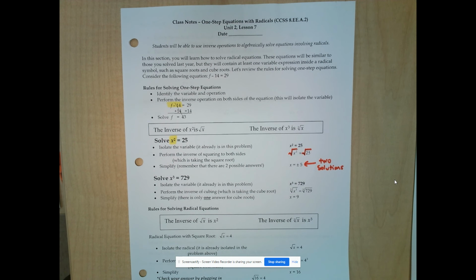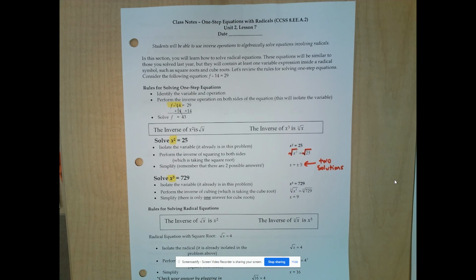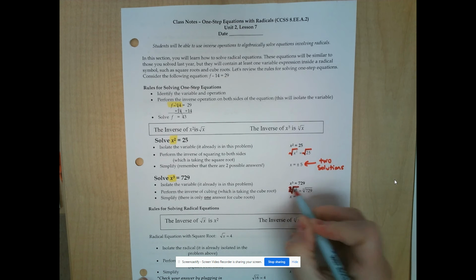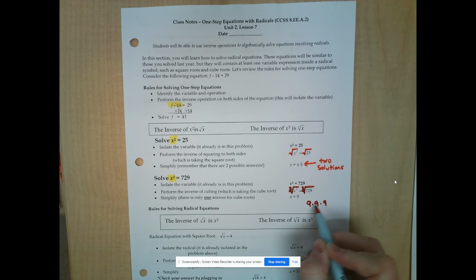The next one says solve x cubed equals 729. So x cubed, that's the side with the variable. It's already isolated. There's no adding, subtracting, multiplying, or dividing happening on that side. Perform the inverse of cubing, which is taking the cube root. So you'll notice that I have cube rooted the left side and I have cube rooted the right side. Cube root of 729 is 9. Now this only has one answer because cube rooting is sign specific. The 729 was positive, so the 9 has to be positive, right? 9 times 9 times 9 is the only way to get 729.